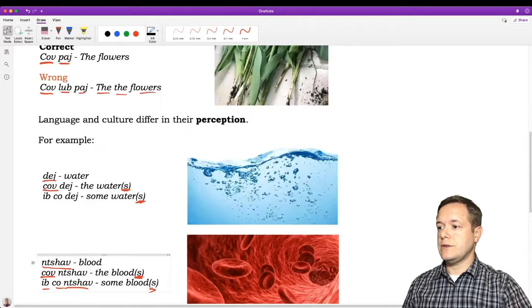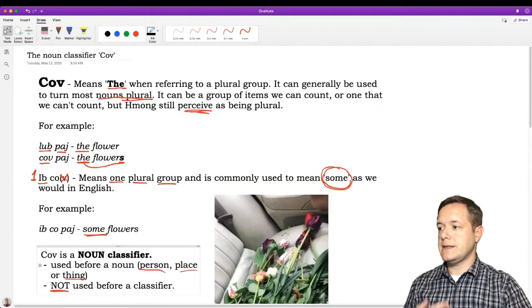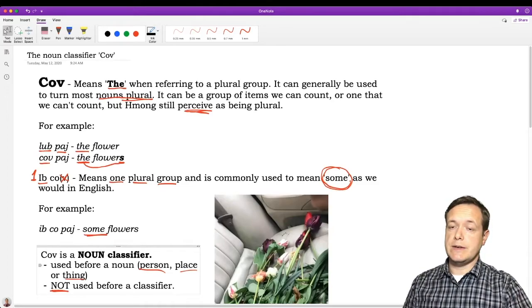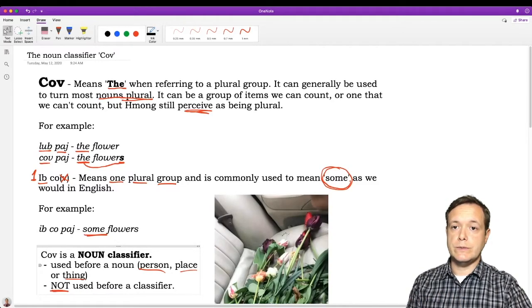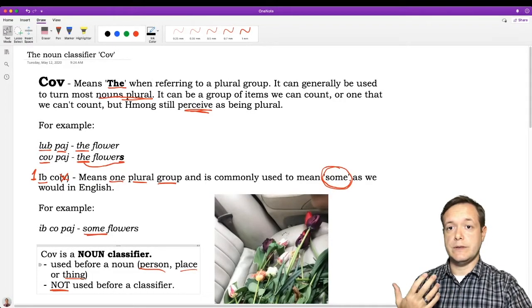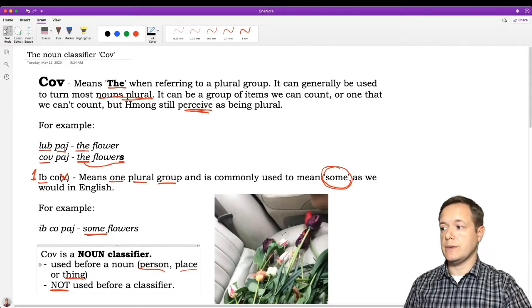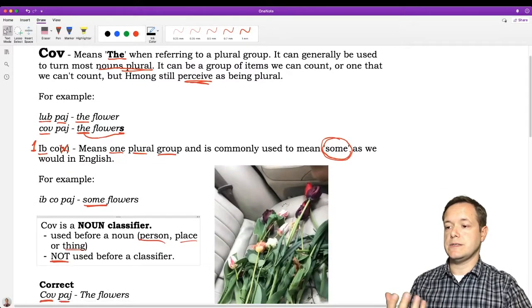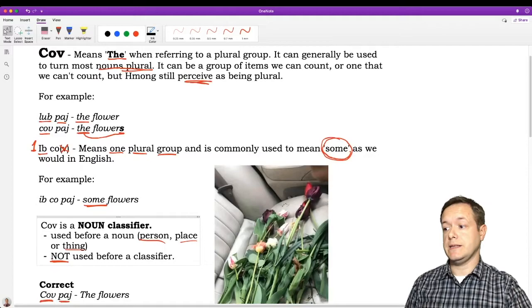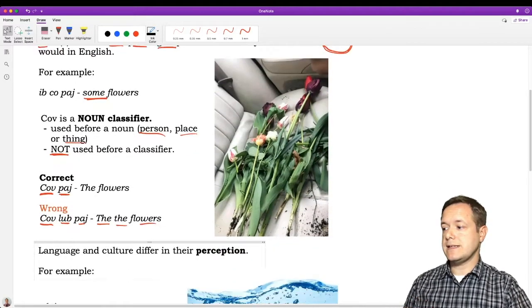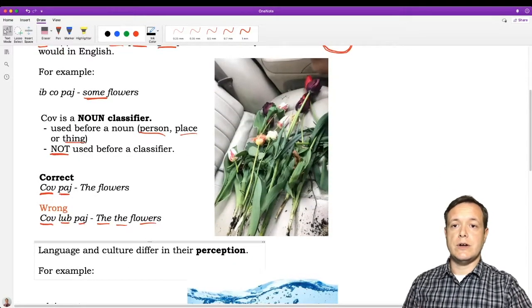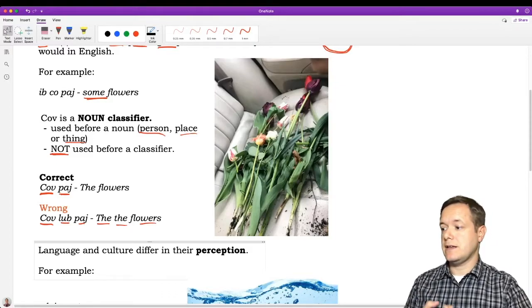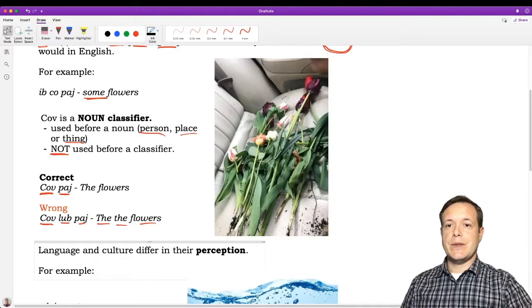Okay, so to review, jaw is a noun classifier. It means "the," but it makes the noun that follows it plural, whether it's a plural you can count or an abstract plural. And ijo turns it into like saying "some" in English. Okay, and one last thing, you cannot use jaw along with another classifier. You can't say jaw lu pa because it's like saying "the the flowers." I hope that makes sense.